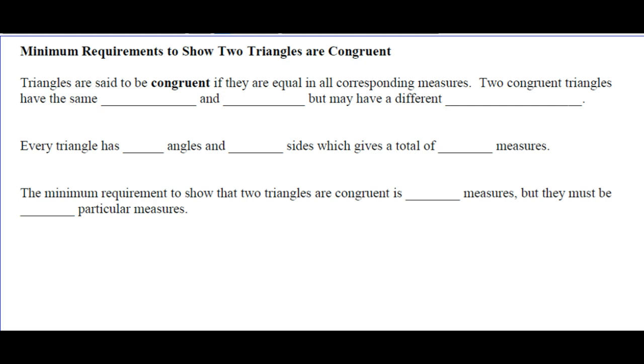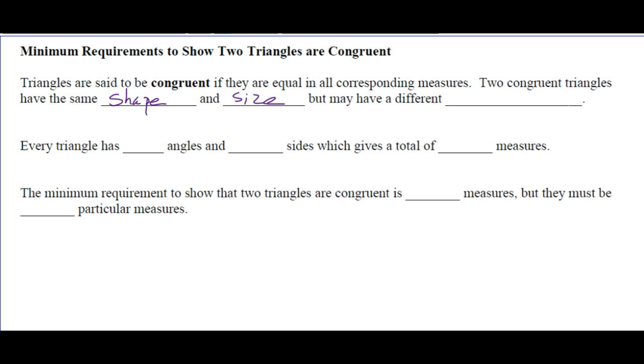Alright, now you want to start taking some notes on the next sheet, right? Minimum requirements to show that two triangles are congruent. First, congruent means they are equal in all measures, right? All the angles are the same and all the sides are the same, so they're identical. Sorry, we want the same shape and the same size, which really is saying the sides and the angles are the same, right? Same size, but they might be oriented differently, right?